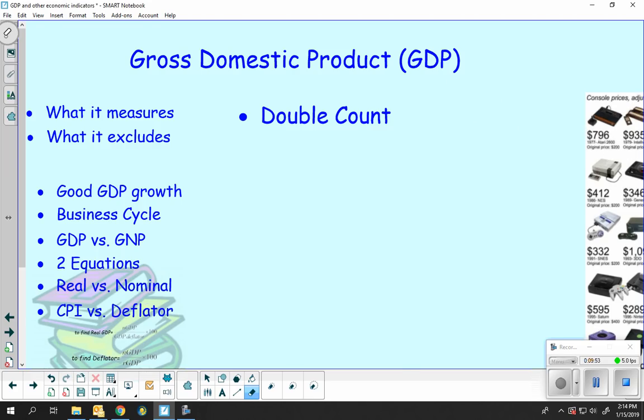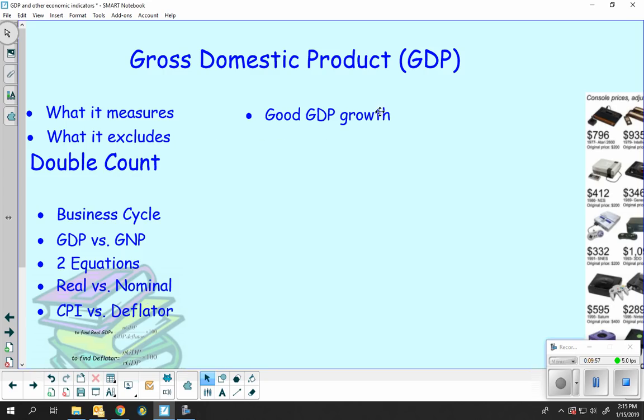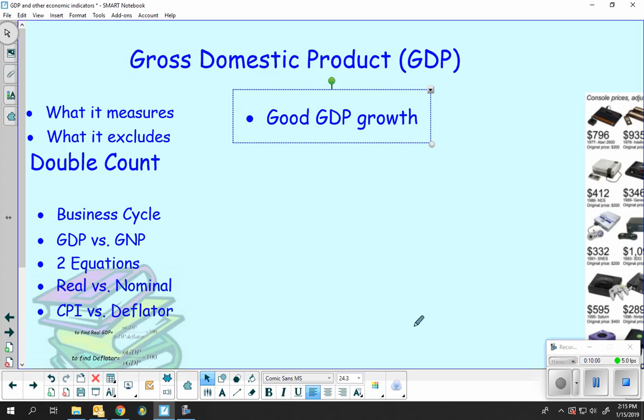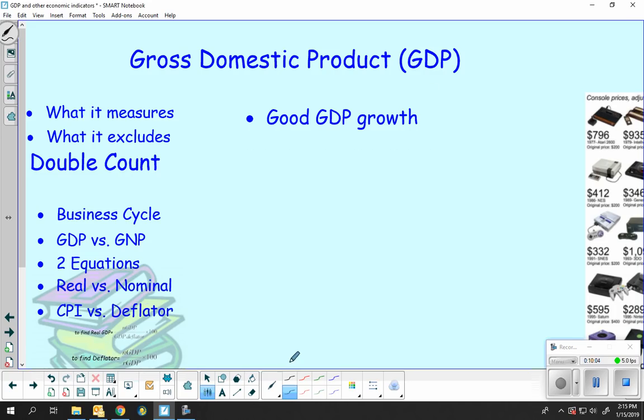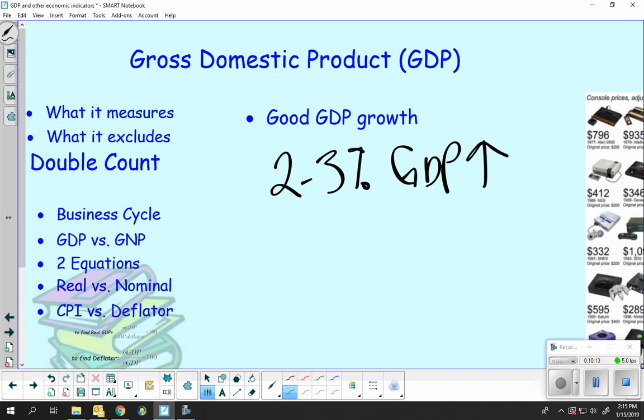That's fantastic. Okay, so moving on from double count, let's talk about good GDP growth. Good GDP growth is what we want our economy to grow per year. We say around 2 to 3% of GDP growth per year. We want GDP going up 2 to 3% annually.